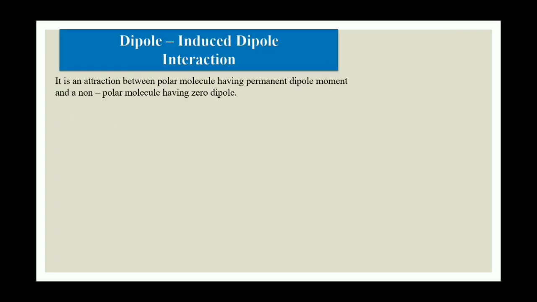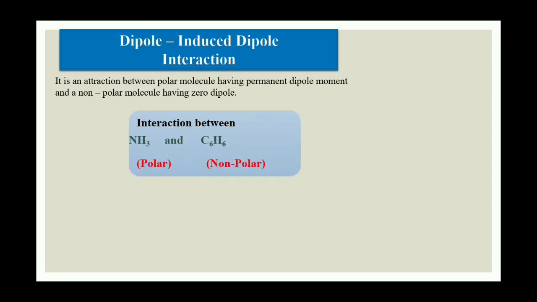The definition is: it is an interaction between a polar molecule having a permanent dipole moment and a non-polar molecule having zero dipole moment. The example is ammonia and benzene. You know, benzene is a non-polar liquid and ammonia is a polar molecule. So the interaction between these two we can consider as an example of dipole-induced dipole interaction. Interaction energy. We have discussed interaction energy in dipole-dipole forces as well. Here, interaction energy is directly proportional to 1 by r power 6, where r is the distance between two molecules.